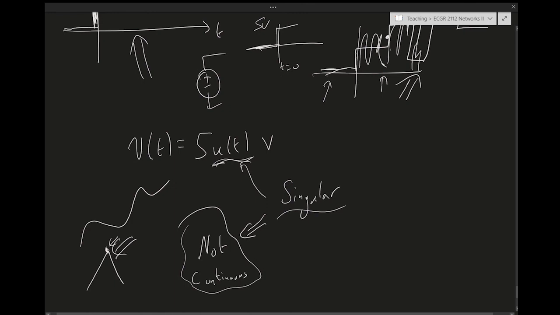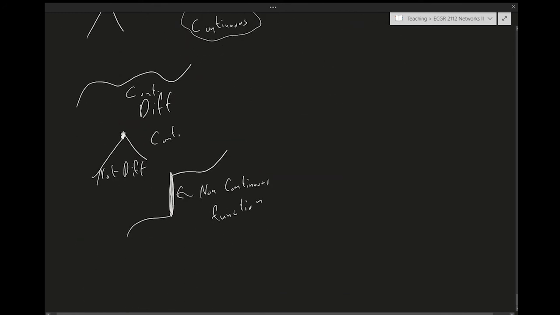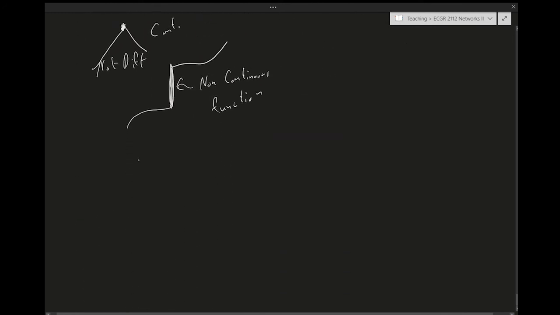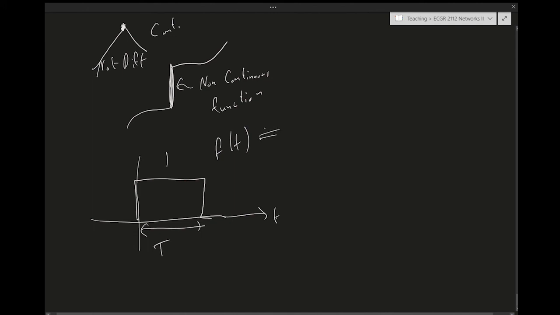So u of t is really all we need if we want to model any discontinuities in a signal, in a voltage or a current. One major kind of discontinuity that is very useful is what's called a pulse. So if I have some f of t that's 1 for a certain period T and 0 otherwise, that's called a pulse. And I don't need to define a new function to build a pulse.